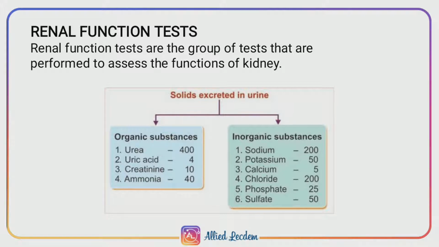Renal function tests are three types: examination of urine alone, examination of blood alone, and examination of blood and urine. Examination of urine, that is urinalysis, is done by three processes: physical examination, microscopic examination, and chemical analysis.